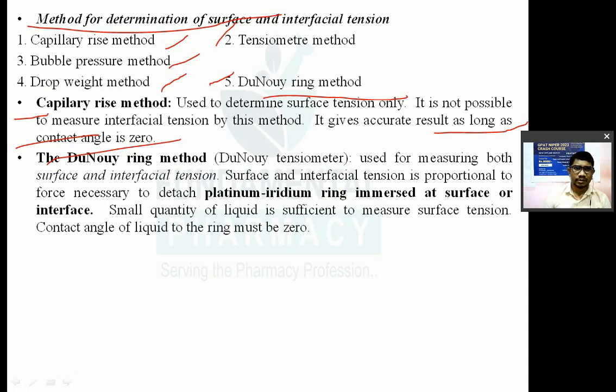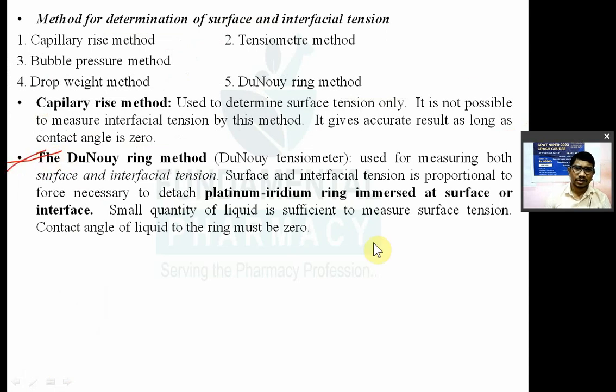Second method is the DuNouy ring method. इसके ऊपर question आ चुका है. So question 2-3 बार आ चुका है as like this. So platinum iridium ring is used in the following method for measurement of surface tension. So DuNouy ring method, also known as the DuNouy tensiometer.